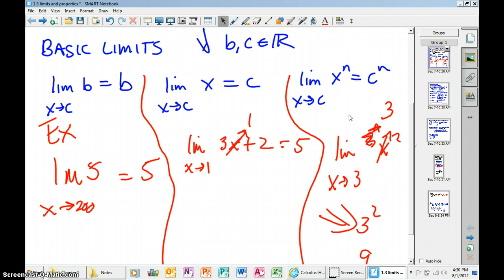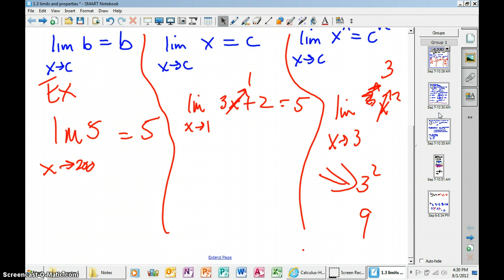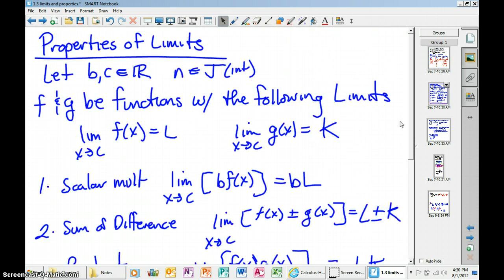And here we've got some power action going on. We can substitute for the base, and say the limit of x squared as x approaches 3 is 3 squared, which is 9. In this next slide, you will find all the properties of limits.